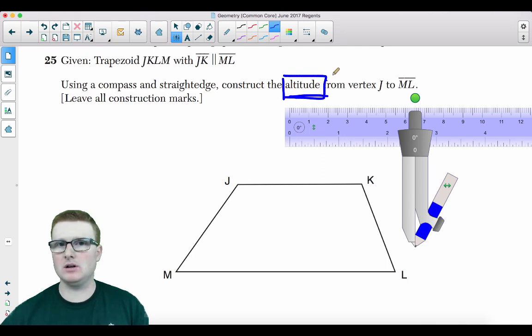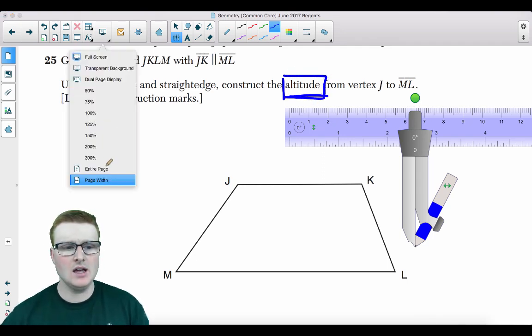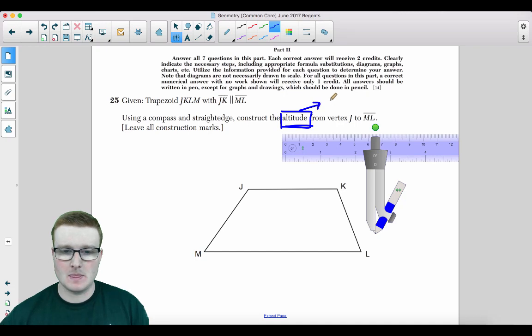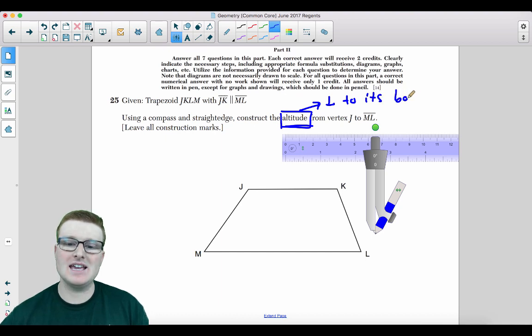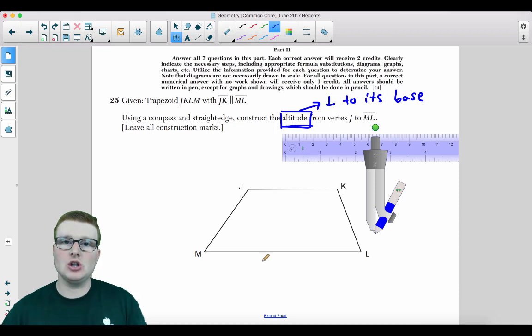Now, you have to remember what is the altitude again? Well, the altitude is perpendicular to its base. It could be a triangle, it could be a trapezoid, it could be a parallelogram, whatever it is. An altitude is drawn perpendicular to its base. But in this case, we're drawing it from J to ML. So we need to use some basic knowledge of constructions to get this right.